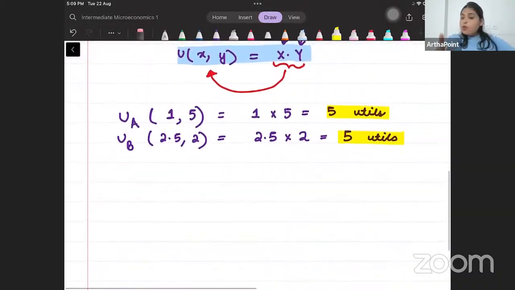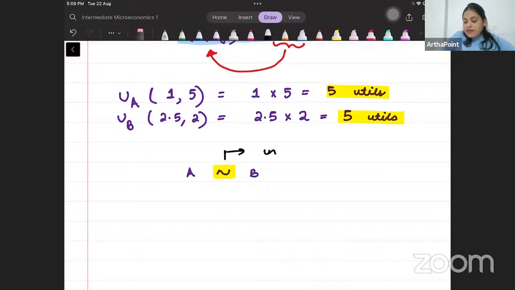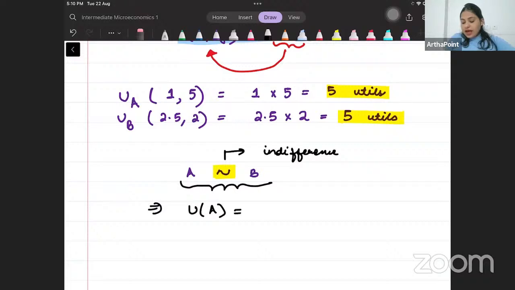And I know how we can write indifference. So beta, if I am indifferent between A and B, I will use this symbol. You remember this? This symbol is the sign of indifference. And what is the meaning of indifference here? The meaning of indifference is that if I am indifferent between A and B, this implies that utility from A and utility from B are equal. And this is what I have got.